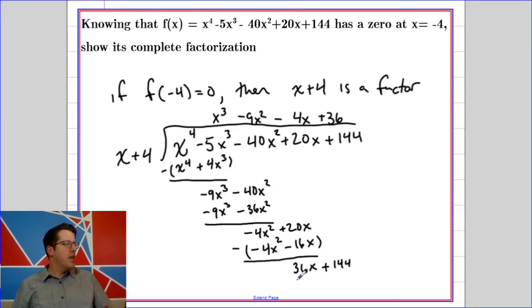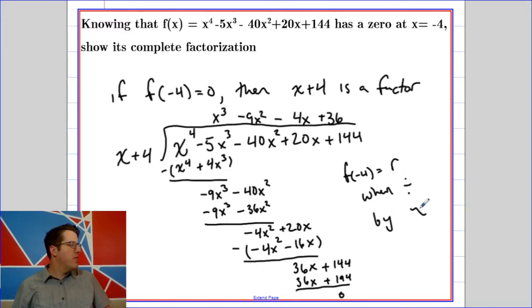So I get something that divides out nicely. It was, in fact, a 0, which means that x plus 4 was a factor. And I got no remainder. So remember, the thing you're supposed to know is that f of -4 is the remainder when I divide by x plus 4. And if that remainder is 0, then I should have a nicely divisible factor.